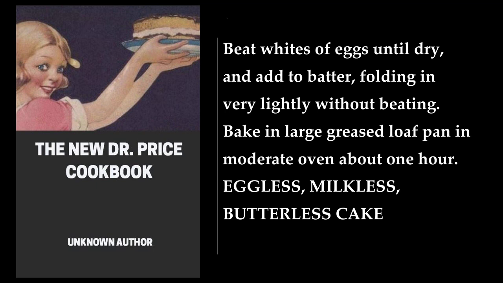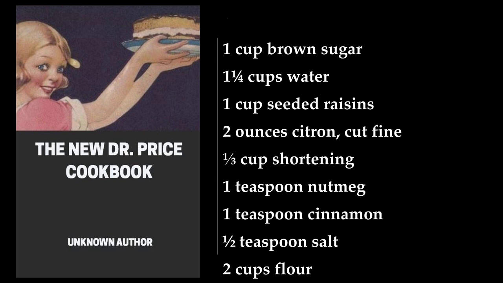Eggless, milkless, butterless cake. 1 cup brown sugar. 1¼ cups water. 1 cup seeded raisins. 2 ounces citron, cut fine. 1/3 cup shortening. 1 teaspoon nutmeg. 1 teaspoon cinnamon. 1/2 teaspoon salt. 2 cups flour. 5 teaspoons dry Price's baking powder.